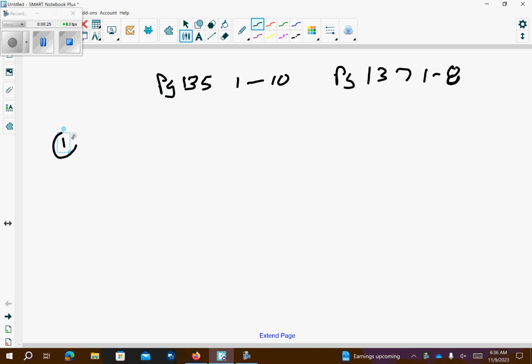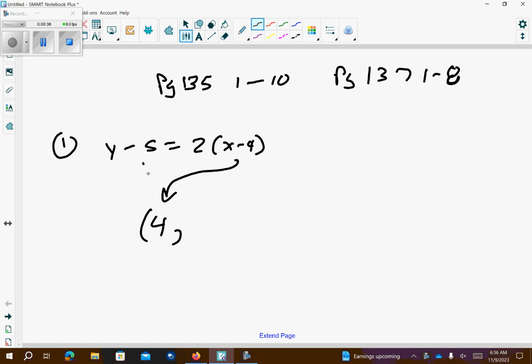Problem number 1, they have y minus 5 equals 2x minus 4, and they want us to find the error. So if I were to take the point out, I'd get 4, and then this would give me a 5. And that looks like their error. That was the point. They flip-flopped it.